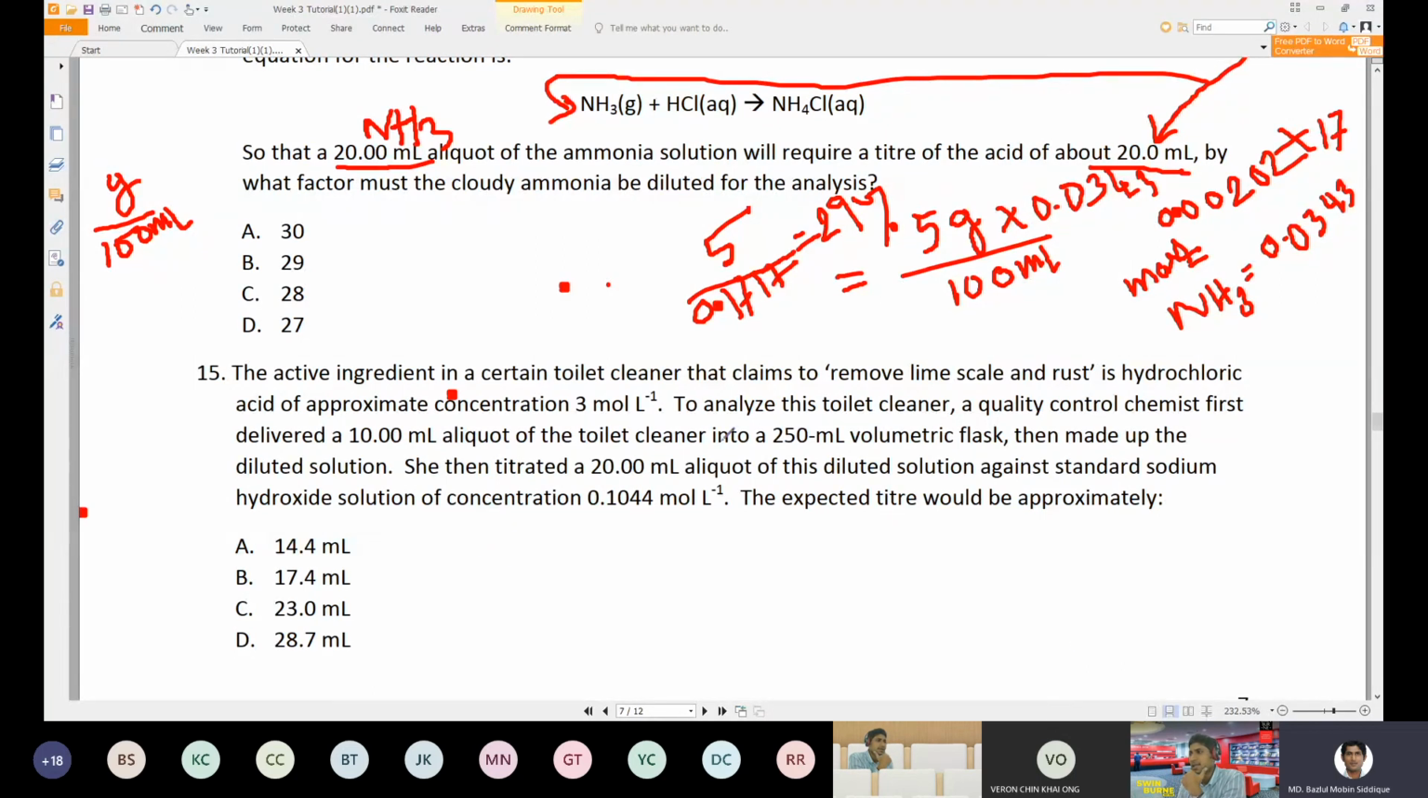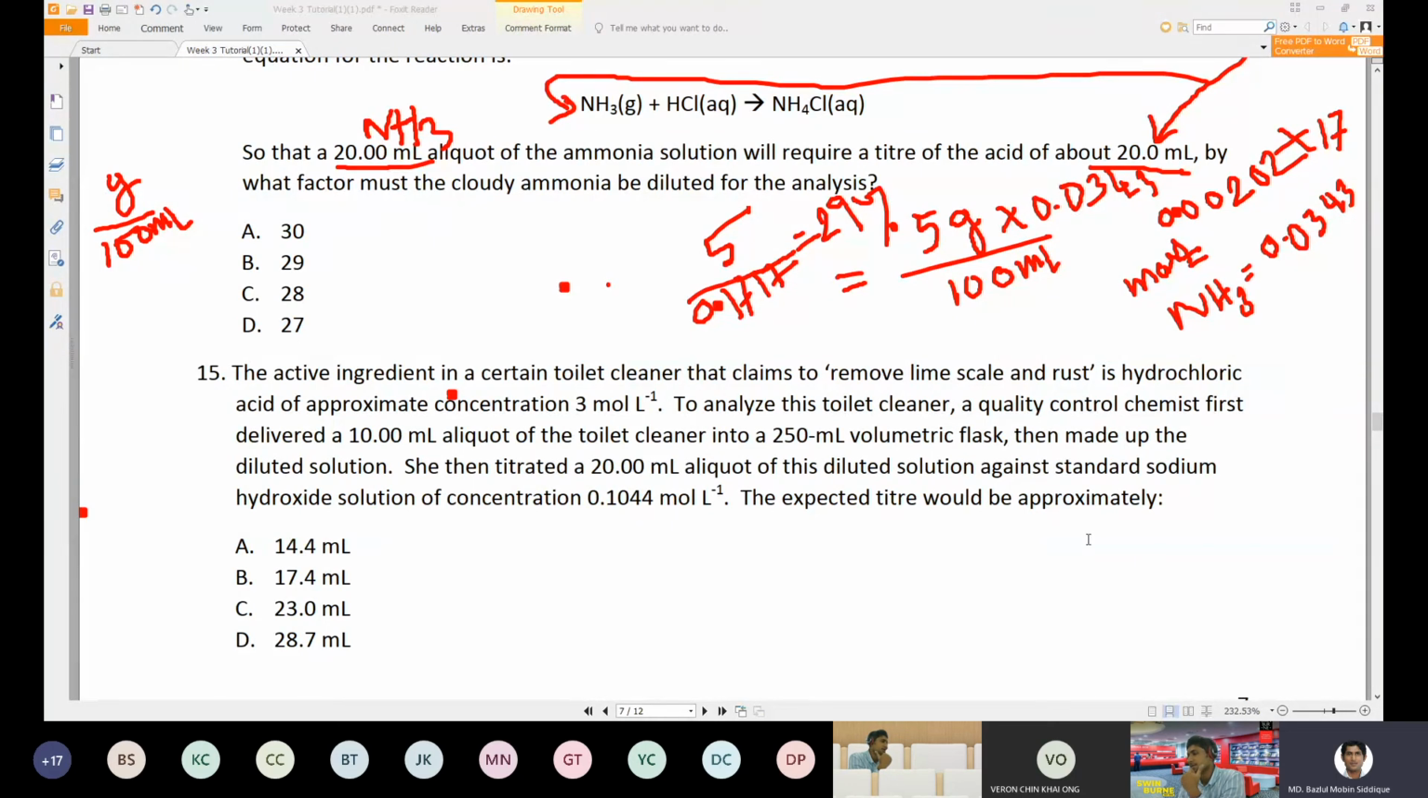So it is again a titration question, and from there HCl and sodium hydroxide, right? It's a 1:1 reaction. So if we know the number of moles of sodium hydroxide is given, of course we can know from 20 milliliter and 0.104, right? So from here we can find the number of moles of sodium hydroxide, and from there we can also find the number of moles of HCl.